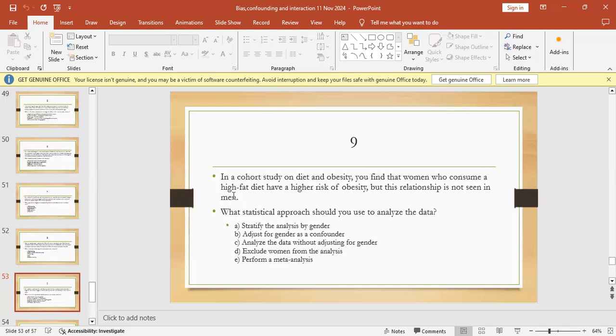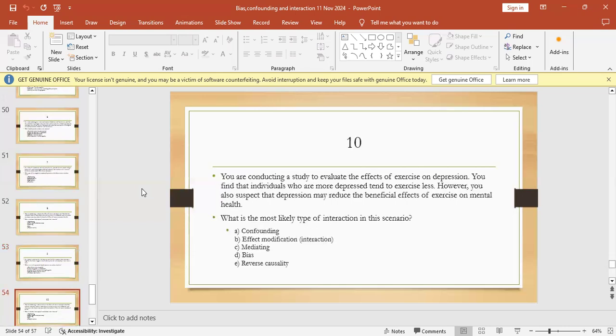Here, gender is acting as a confounder. If we stratify our analysis by gender, we will do a separate analysis for the males and the females. Then we will exclude the effect of the gender. We will come to know which group is better. So, if we conduct a stratified analysis by gender, we will come to a more accurate conclusion. So, alpha is the correct option in this particular case.